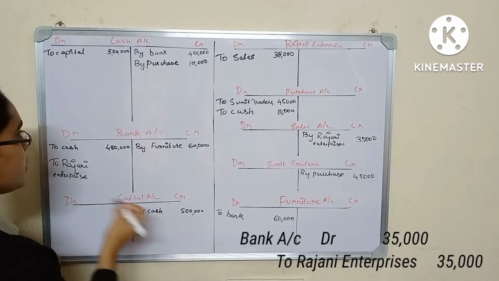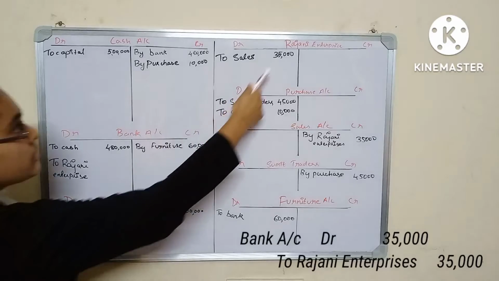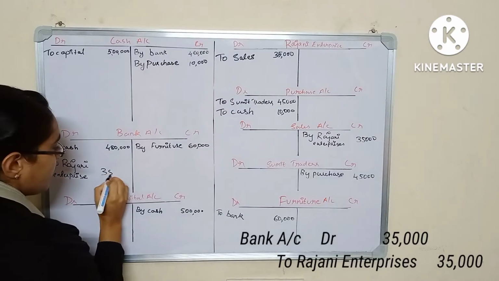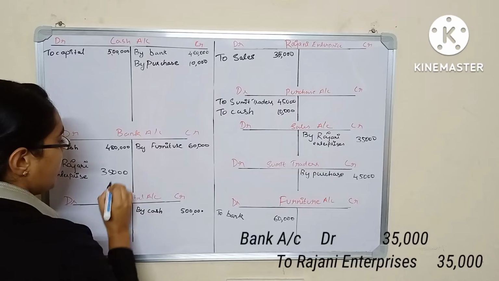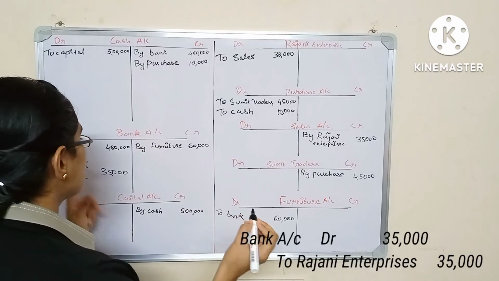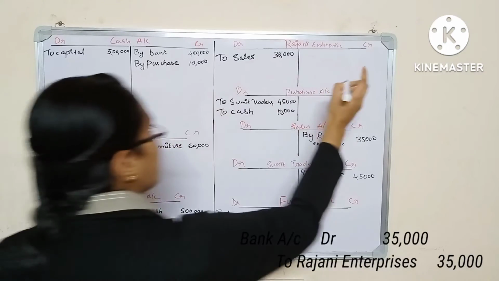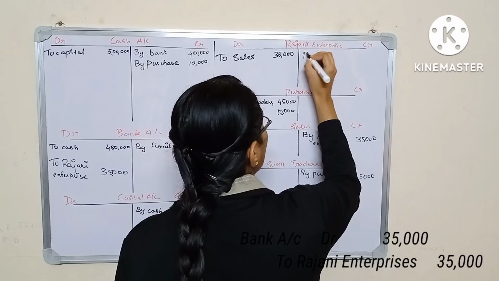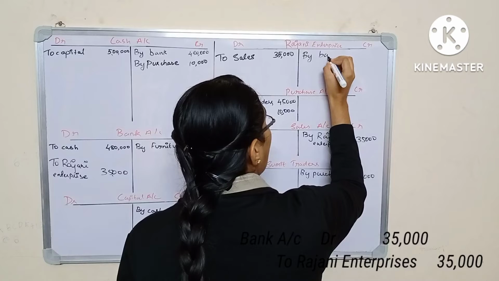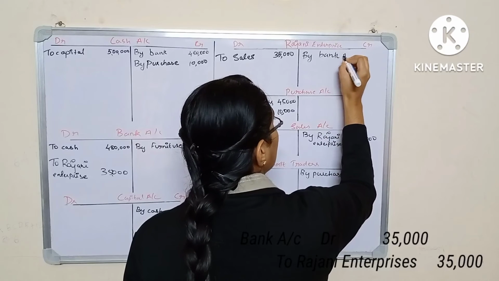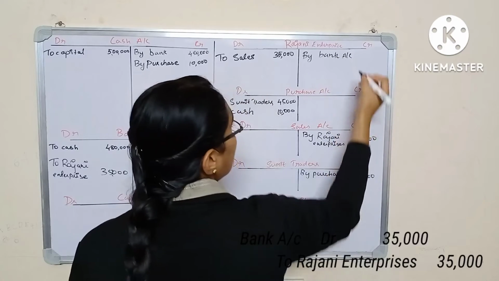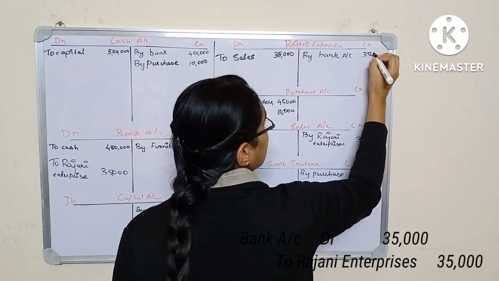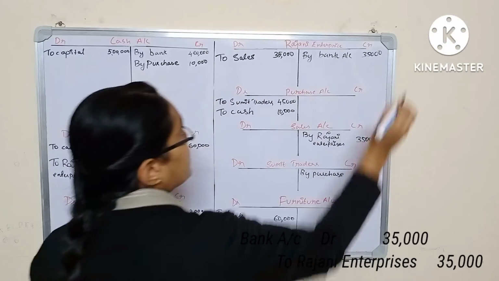How much is the amount? How much was the amount? 35,000. Okay, you have written that. Now, which is the other aspect? Rajani Enterprise. There you will write which one? Bank account. Okay, how much is the amount? Again, it's 35,000.